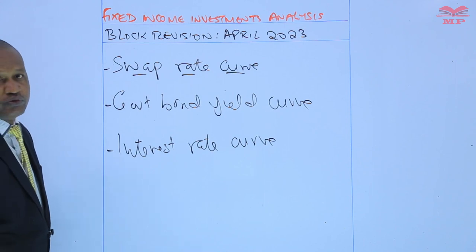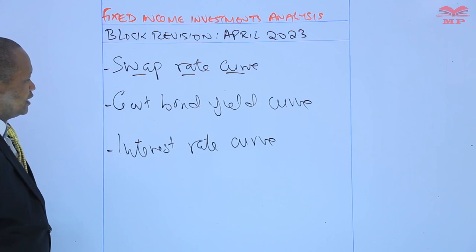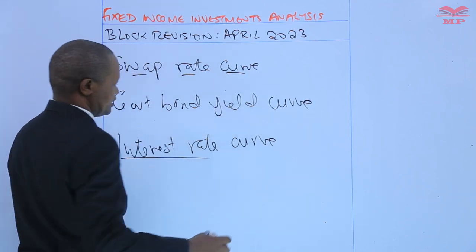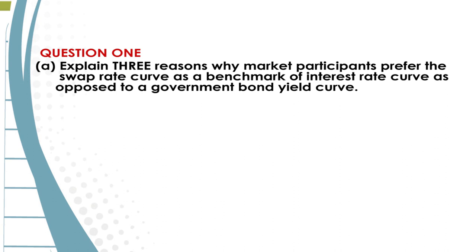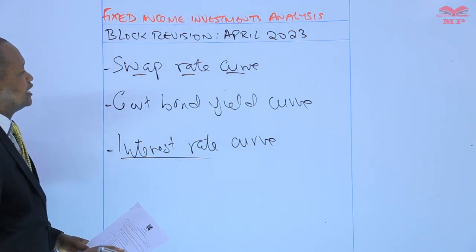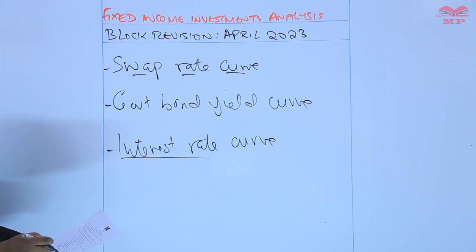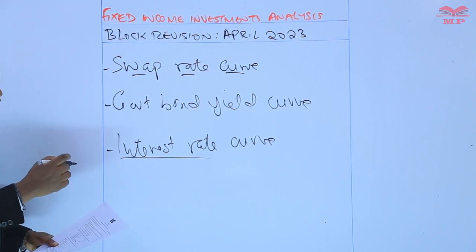Now, candidates were to explain why the swap rate curve is preferable, or it's a benchmark when determining interest rate. In other words, let's take it again. Explain three reasons why market participants prefer the swap rate curve as a benchmark of interest rate curve as opposed to a government bond yield curve. Why do market participants prefer the swap rate curve as opposed to government bond yield curve? All right? As a benchmark of interest rate curve.